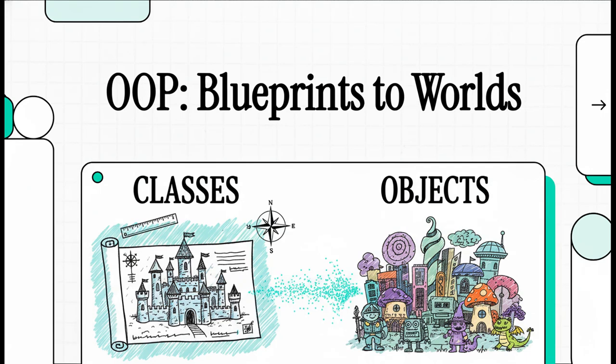Hey everyone, so today we're diving into object-oriented programming, or OOP, but let's just forget the dry textbook definitions for a minute. Instead, I want you to think of OOP as a creative toolkit, a way to go from a simple blueprint in your head to building entire living worlds with your code. All right, let's get into it.